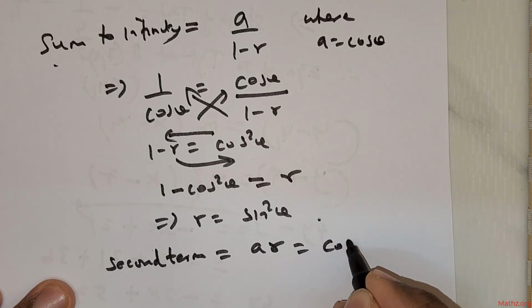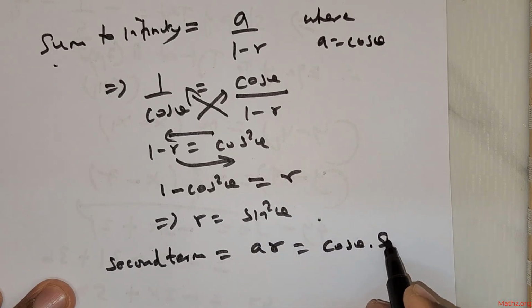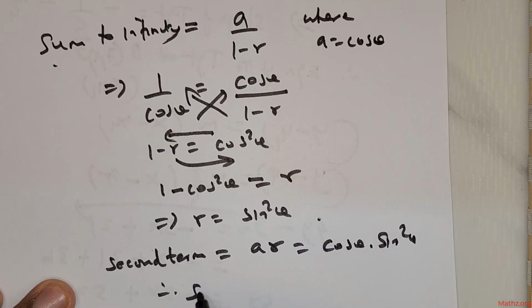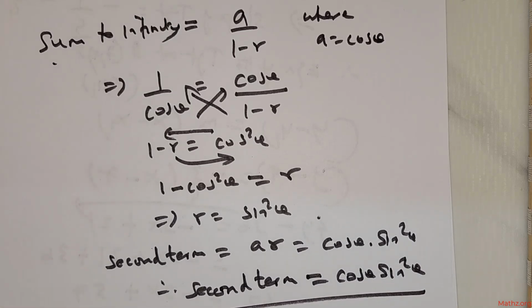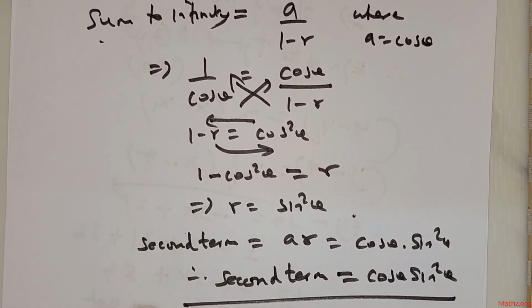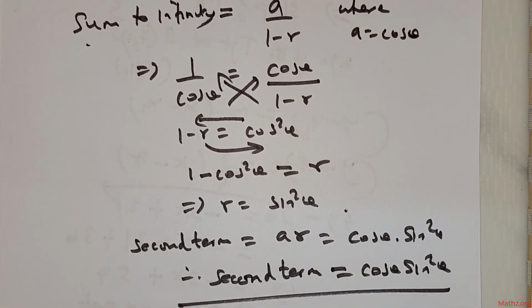So what is the first term? First term is cos theta. What is the common ratio? Sine square theta. So therefore the second term is what? Cos theta times sine square theta. Hence proved. Okay, so let's move on to the next part.